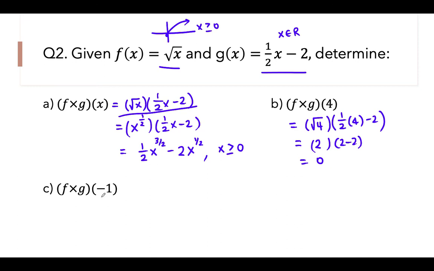And then when the input is negative 1, if I plug it in, it's going to be square root of negative 1, 1 over 2 times negative 1 minus 2. But square root of negative 1 does not exist. It's undefined because my input here is negative 1. We want x to be greater than or equal to 0. So just by looking at it, we know it's going to be undefined. Therefore, it does not exist.